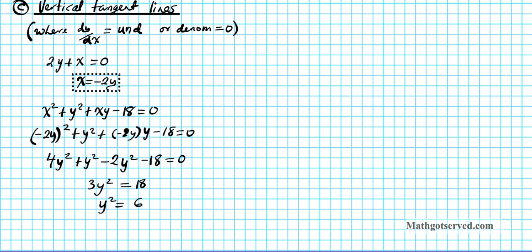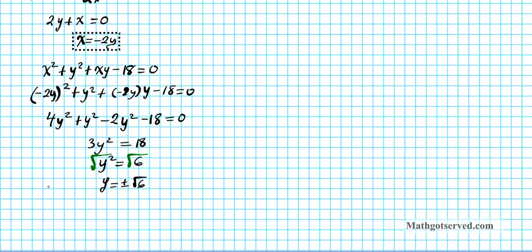Let me show you all the steps. So you take the square root of both sides. And then you're going to have y is equal to plus or minus root 6. Okay? All right, now these are the two y values where you have vertical tangent lines. So now we need to generate the x values where we have vertical tangent lines. Okay, so when y is equal to negative root 6, what is x? We can just use this equation again. So that's going to imply that x is going to be negative 2 times negative root 6.